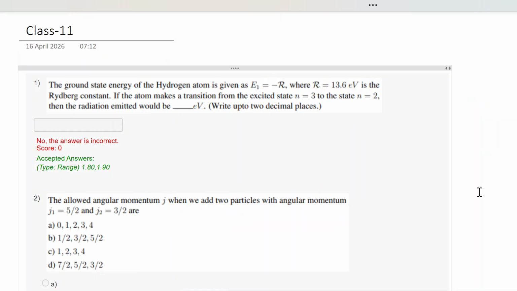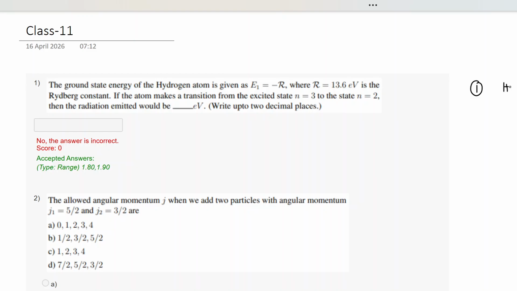So it's saying the ground state energy of hydrogen atom is E1 equal to minus R, where R is called the Rydberg constant. If the atom makes a transition from an excited state n equal to 3 to the state n equal to 2, then the radiation emitted would be how much energy in electron volt. So we can solve it here, it will not be too long a solution.